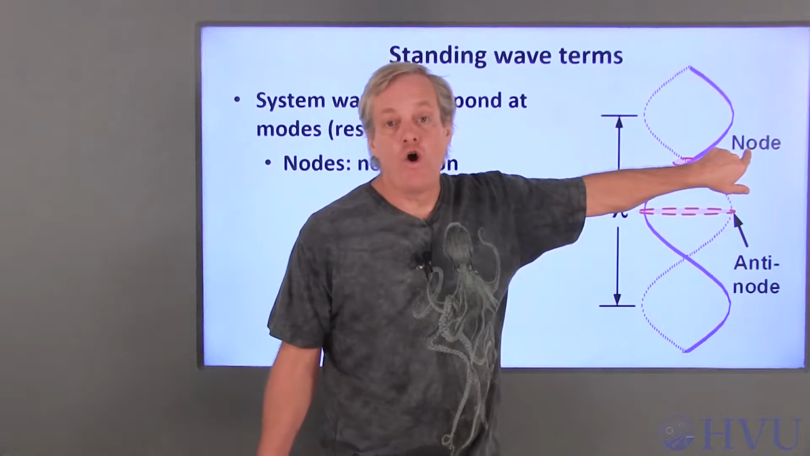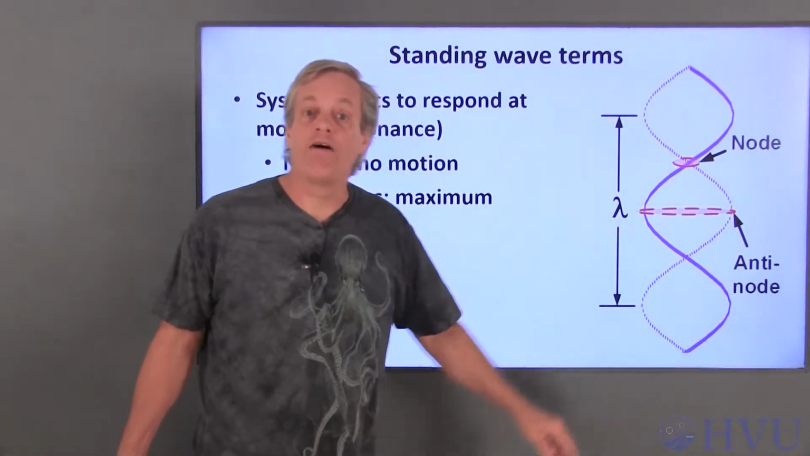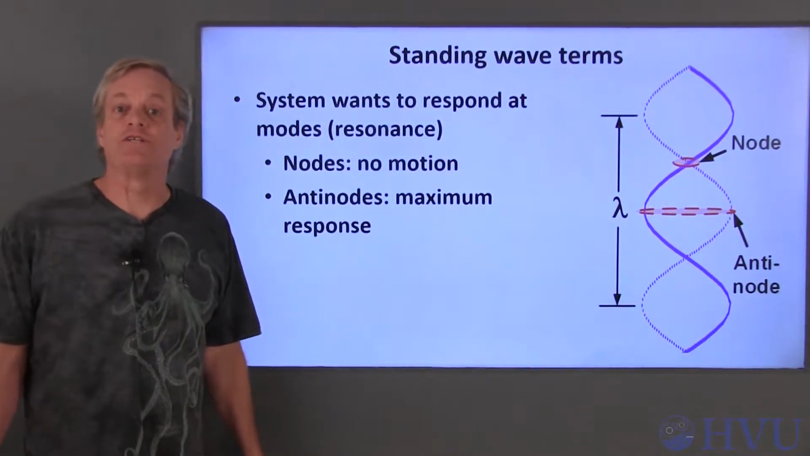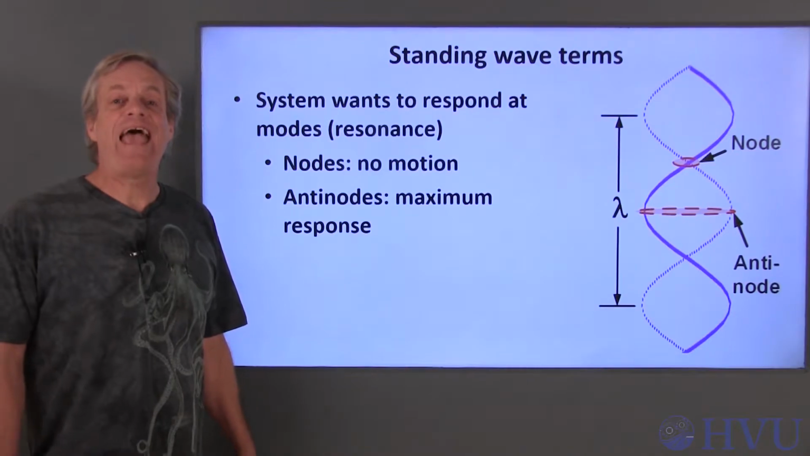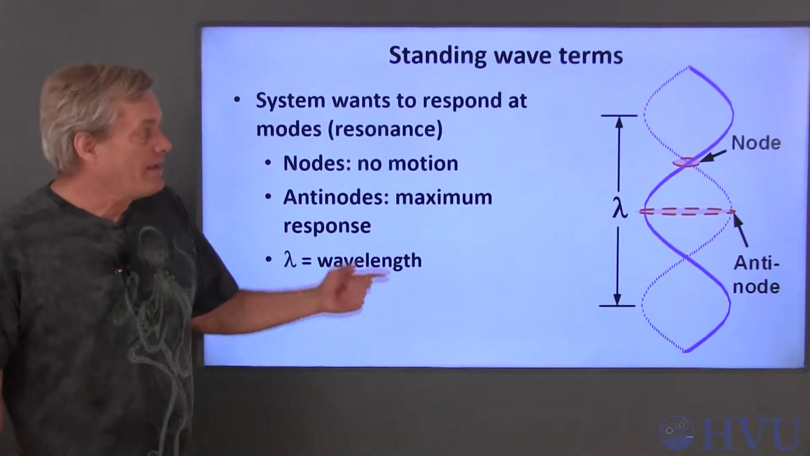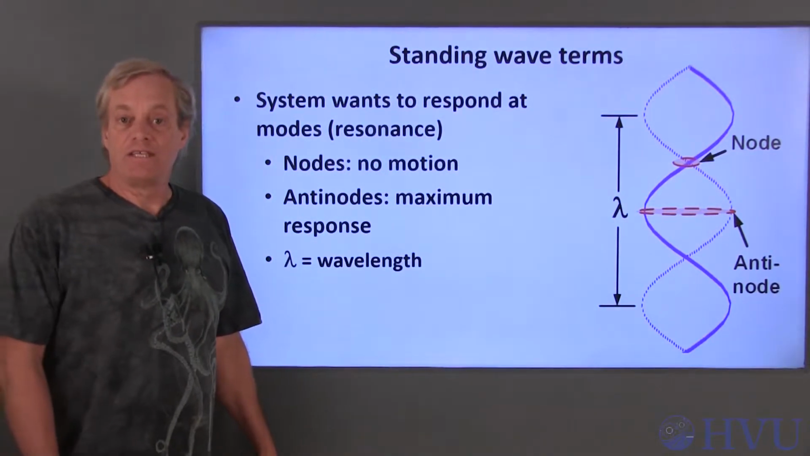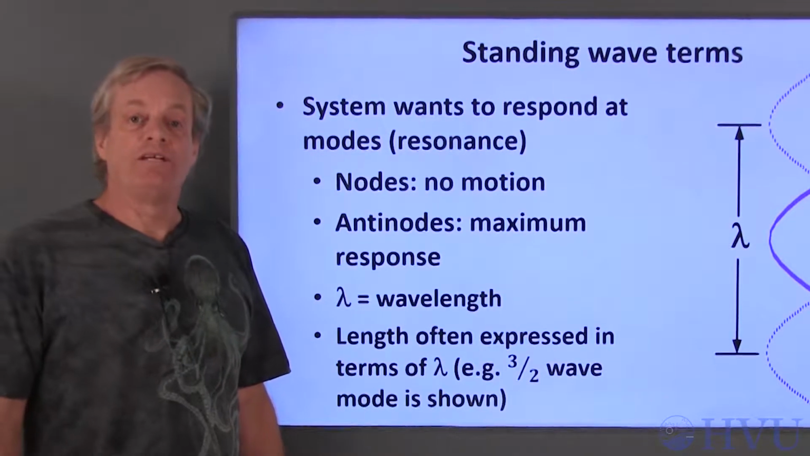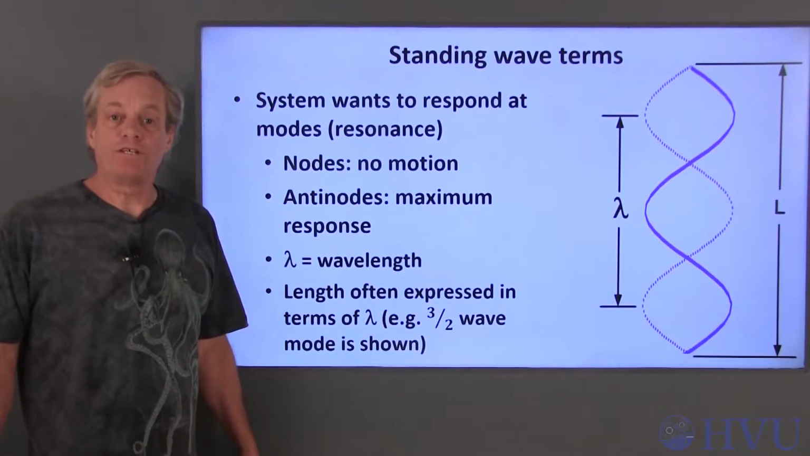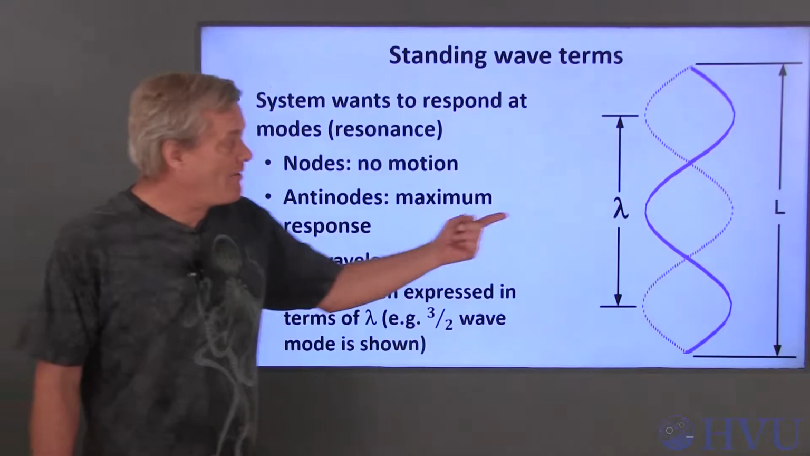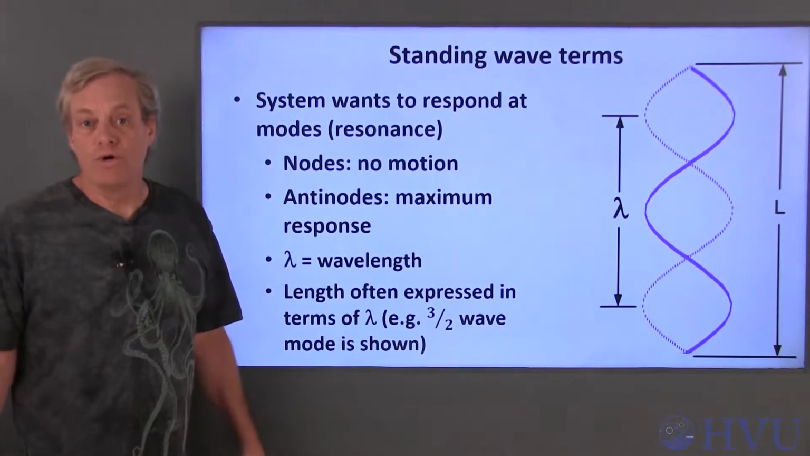They're called the nodes. These points here, here, and here have relatively large deflections. The string's moving a lot from the left to the right at these points. These are called the antinodes. The wavelength of the standing wave is one complete period of the signal. Modes are commonly specified by the total distance relative to the wavelength. For this particular mode, the length is 1.5 times the wavelength. This would be called a 3/2 wave mode.